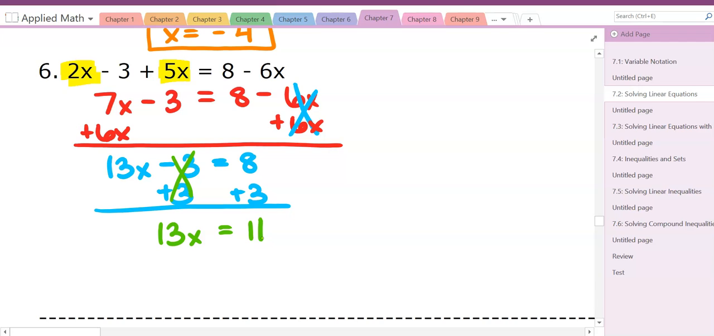Last step is divide by 13, and we're not going to be able to do a whole lot with this, because 11 and 13 are both prime numbers. So we're going to leave it as just 11 over 13.